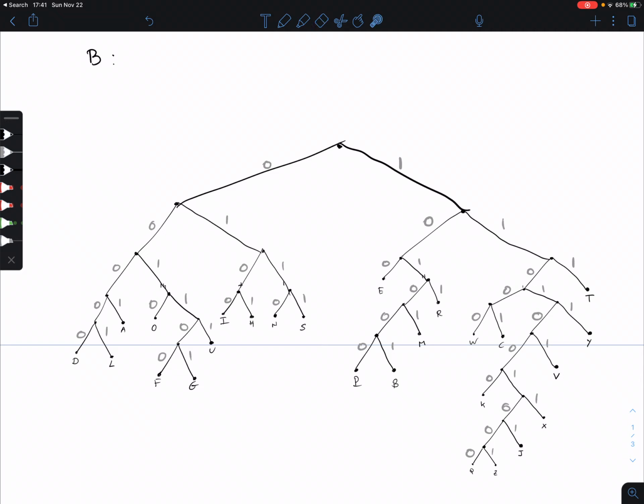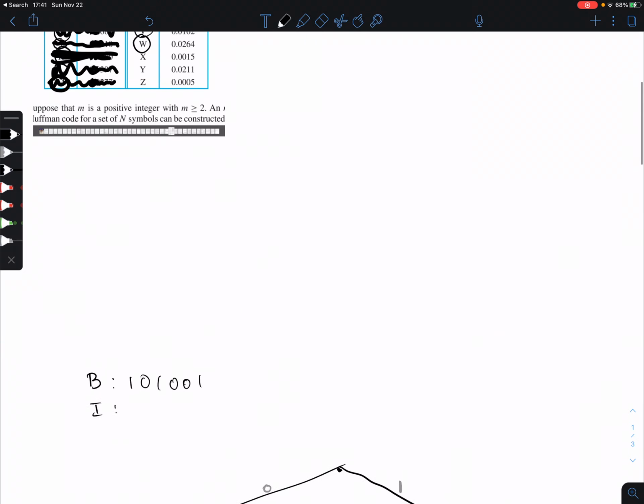So B, for instance, how do we find B? Well, this is B, and how do you go? Be careful, it's from the root to B. That's the convention, because when we decode, that's also what we do. So what is it for B? We go 1, 0, 1, 0, 0, 1. That's what I said, right? Okay, we're going to do the word biggest.